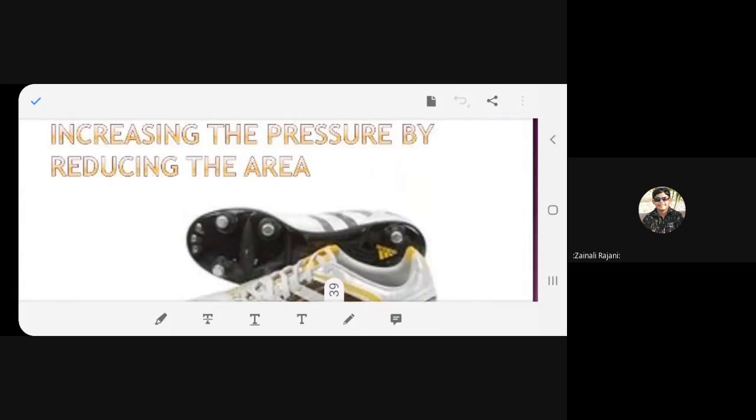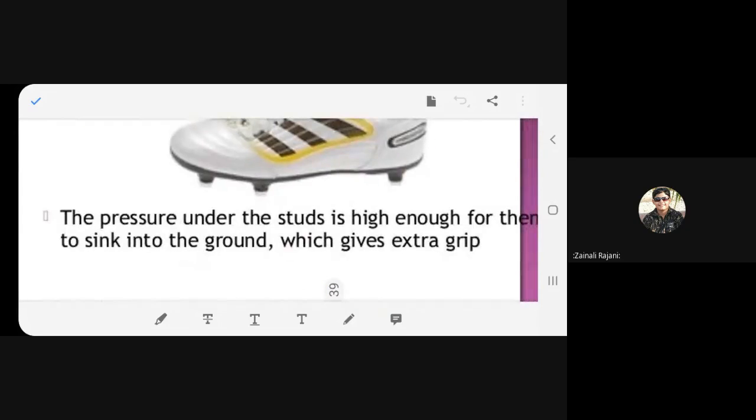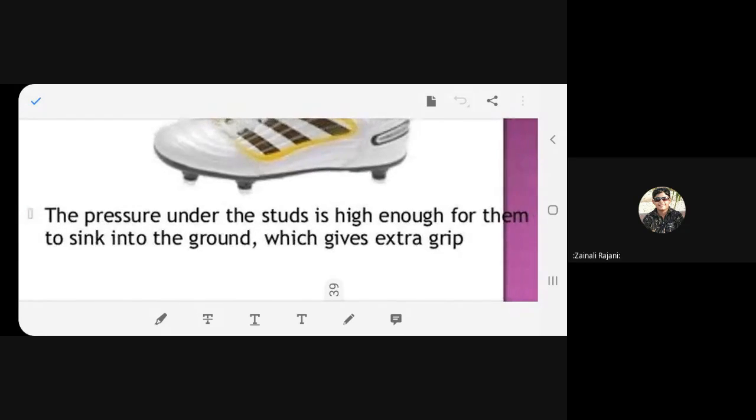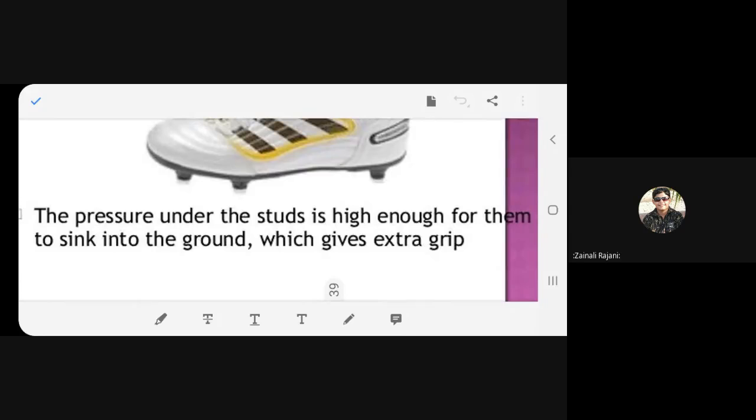Now, again, the same thing we'll do, increasing the pressure by reducing the area, right? Now, let's see how we do it. These are the studs. These are called as studs. The athletes, they wear these shoes for running. The pressure under the studs is high enough for them to sink into the ground, which gives extra grip.